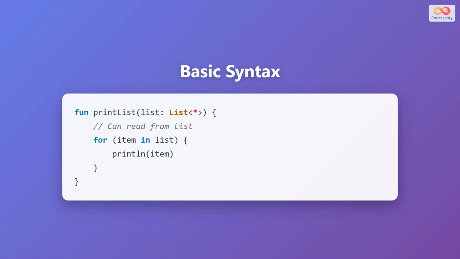Here's how you use star projection. You write List<*> as the parameter type. This means the function accepts a list of any type. Inside the function, you can safely read from the list and perform operations like iterating through items and printing them.